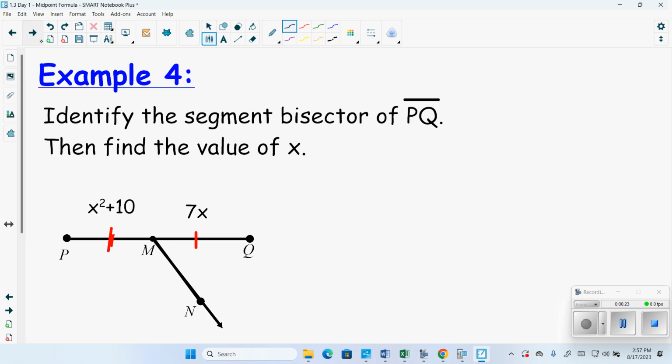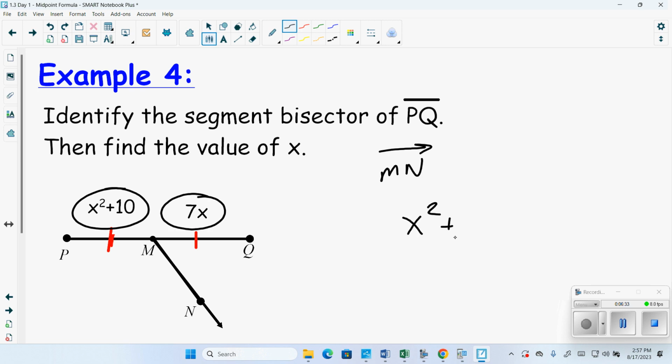Identify the segment bisector. Ray MN is the segment bisector. Now, let's find the value of x. Cutting this in half, meaning the segment PM is equal to segment MQ.